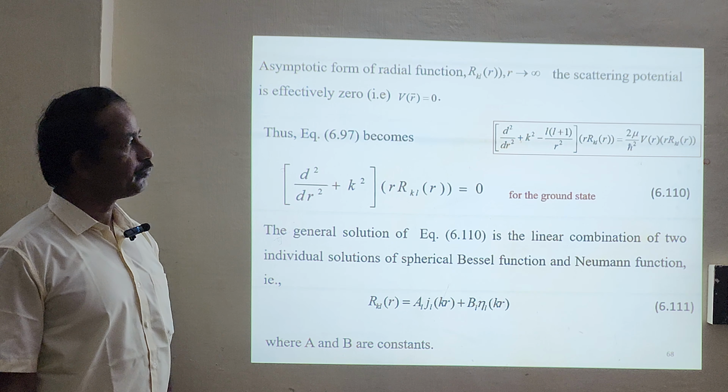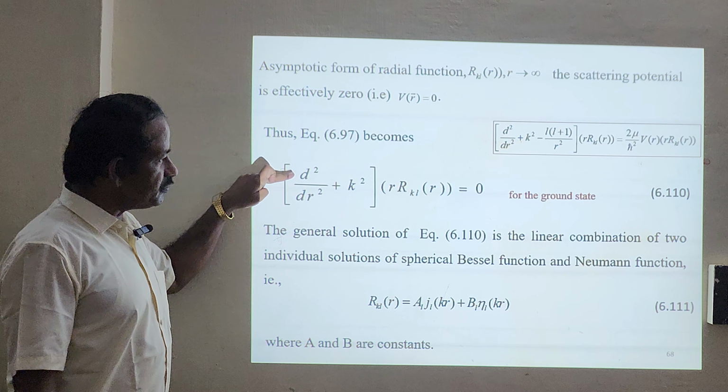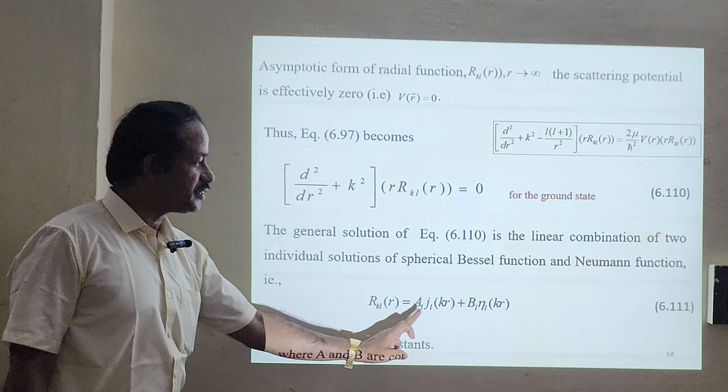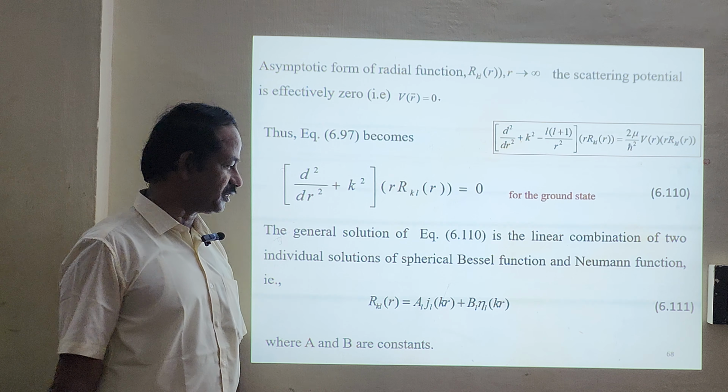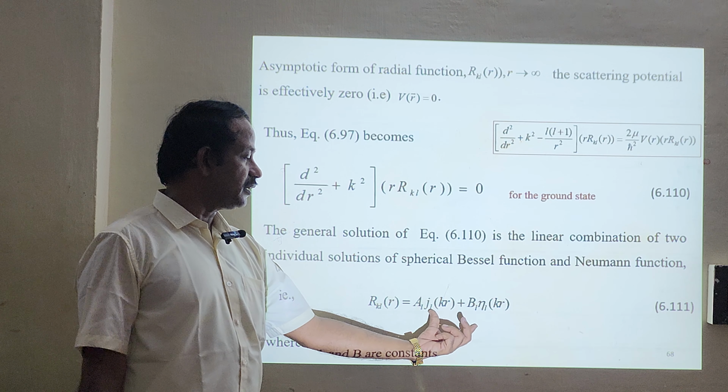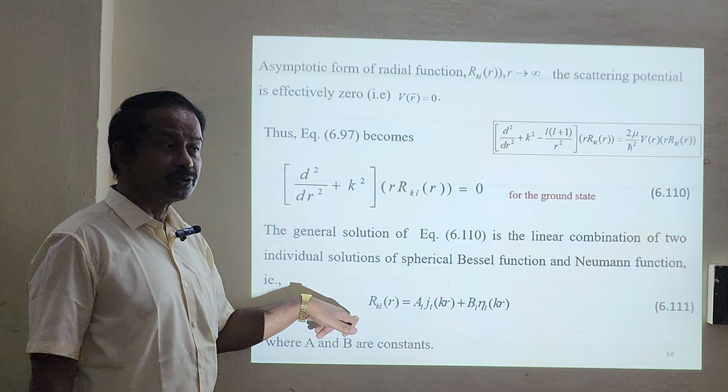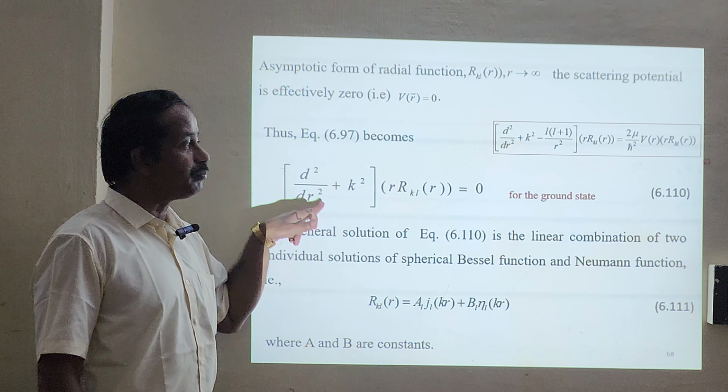For the ground state, the solution of this equation is the Bessel function of the first order and second order. The complete solution of this equation for the radial part is the Bessel function of the first kind and the second kind. This one is termed the Bessel function and this is termed the Neumann function, which we learnt in mathematical physics. The combination of Bessel function and Neumann function will be the complete solution of the radial part of equation 6.110.